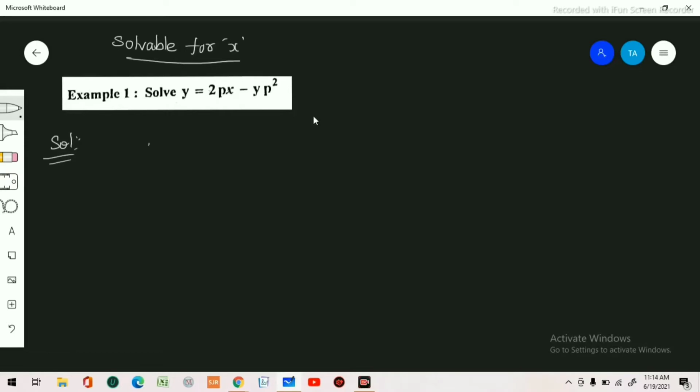Now I'll write the given equation as it is: y is equal to 2px minus yp square. I said the first step is to rewrite the given differential equation in terms of x. So I'll keep 2px as it is, and move the rest: 2px equals y plus yp square. Is it correct?